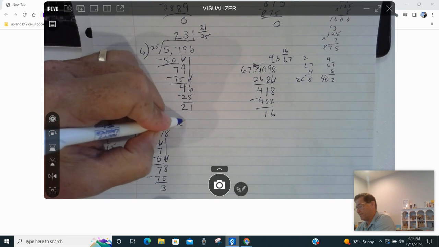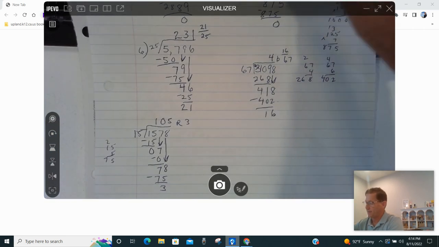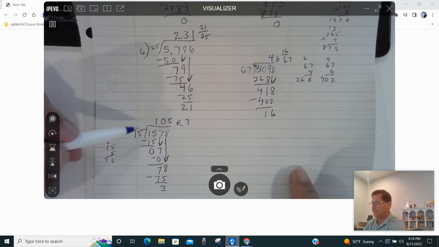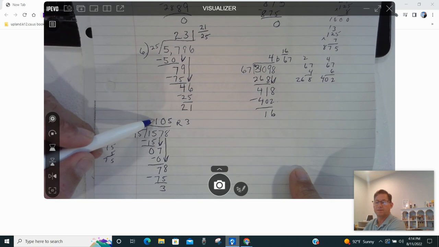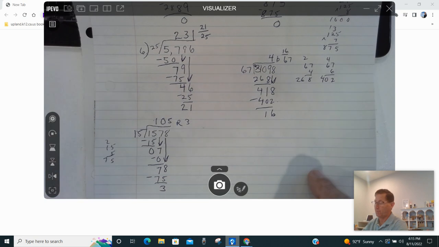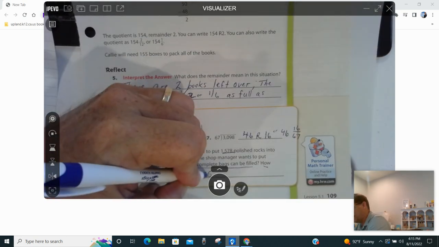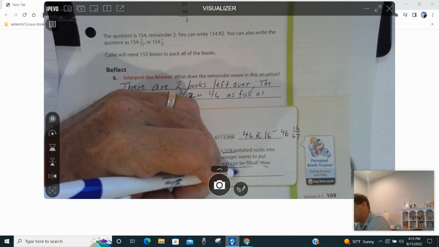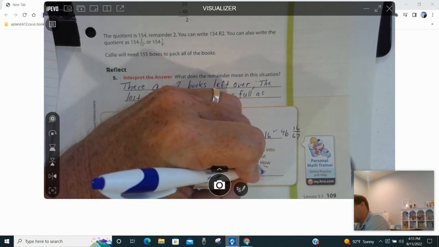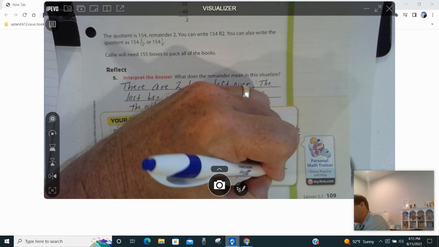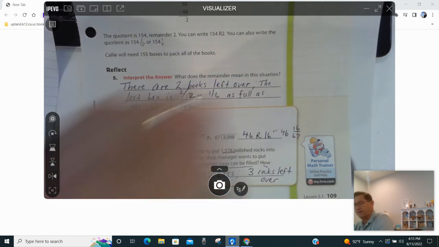So 105, remainder 3. So the 105 represents how many bags are completely filled, and 3 would represent the number of rocks left over. So 105 bags, 3 rocks left over.